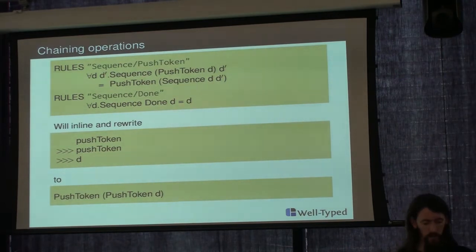That's all it's doing. So if you write something like this, push token followed by something else, the rewrite rules will eliminate those dones and sequences and turn that into just a nice simple linear chain. And that's just faster for the interpreter to walk over. That's the only reason we do it. Speed.